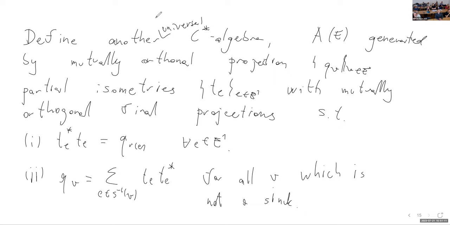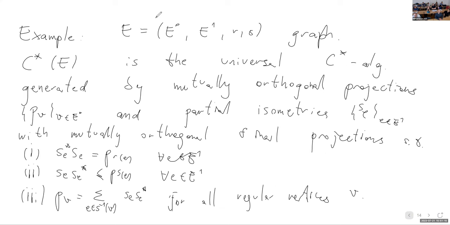Can you go back? If V is not regular, and there is no such edge with that source. We can have, say, one vertex which emits infinitely many edges. So this projection P_v is not going to appear in the standard relation. In the usual C*-algebra of the graph, if you have an infinite emitter, it does not appear in this relation.